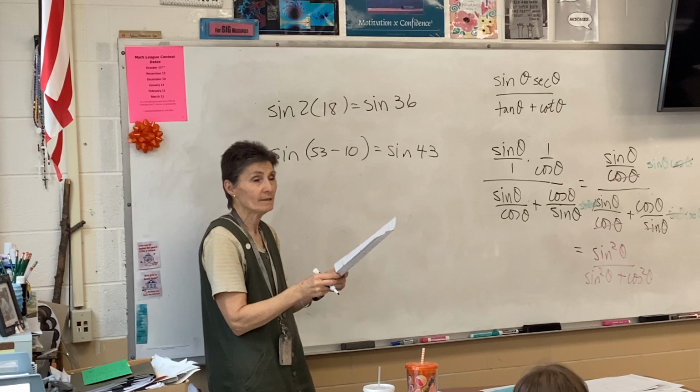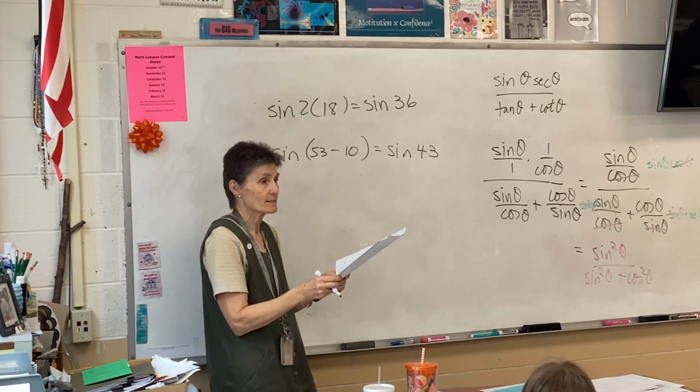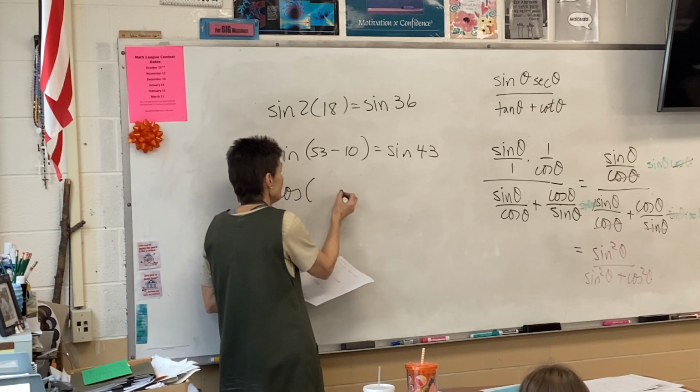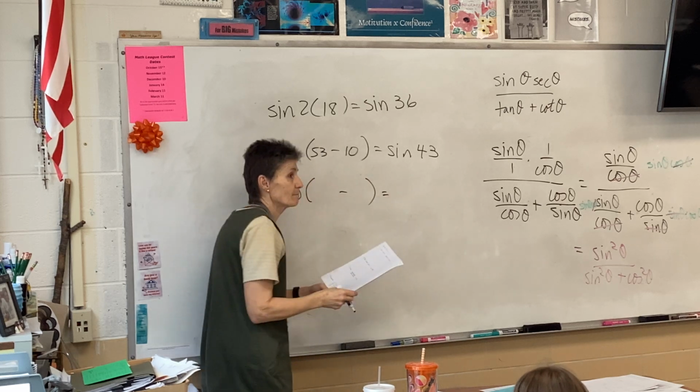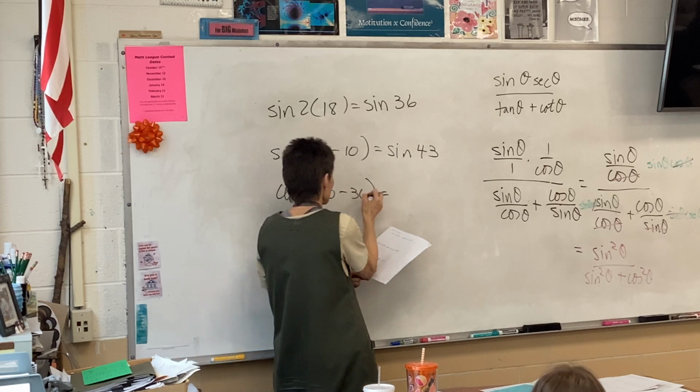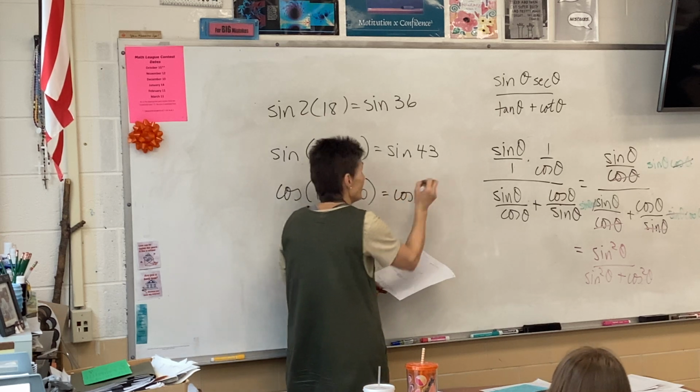Cosine cosine plus sine sine. That's cosine of angle minus angle. So it's 100 minus 30, so it's the cosine of 70.